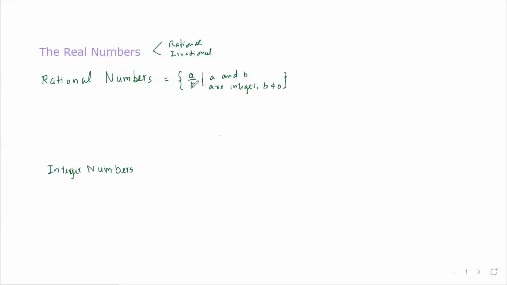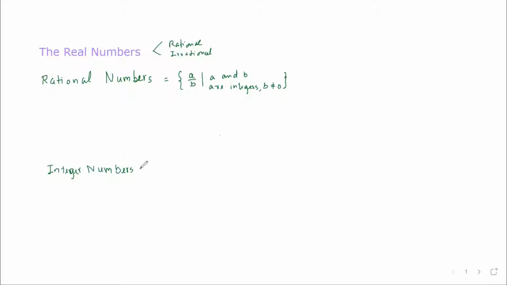These are fractions, right? Or sometimes we call them ratios. So A over B, A and B are integers, and B shouldn't be 0. So integer numbers are a subset of rational numbers.